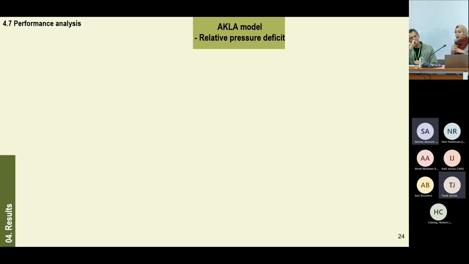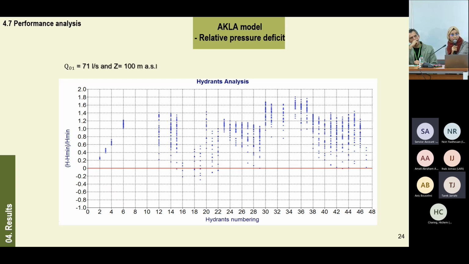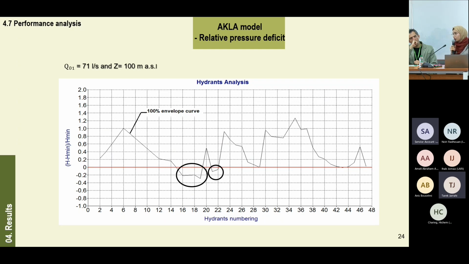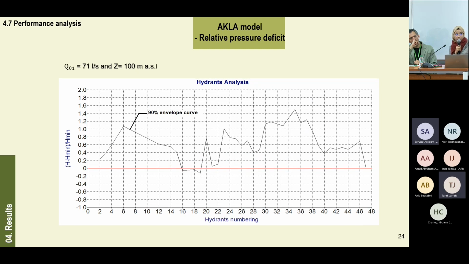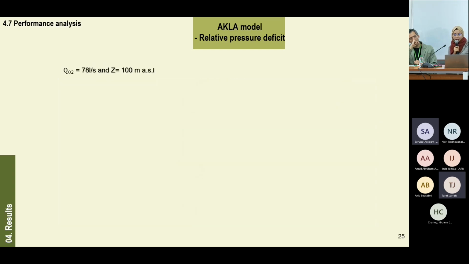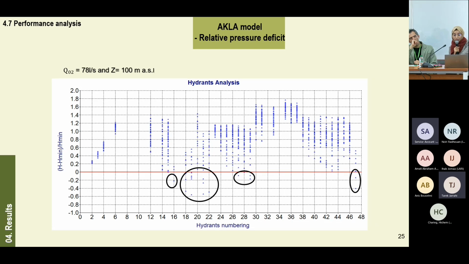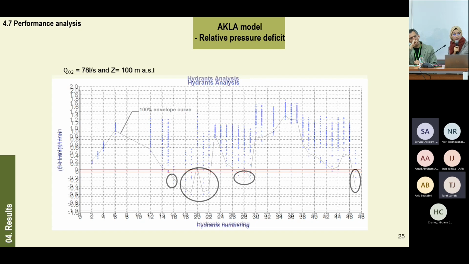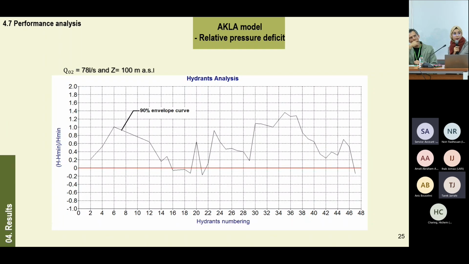Now the ACLA model gives us the performance at each hydrant, and there are three indicators. We have the relative pressure deficit and the reliability indicator. For the relative pressure deficit, we can see some deficits in hydrants 16, 18, 19, 20 and 21, where we have about minus 0.3 as a deficit. This is, of course, using the 100% envelope curve. When we eliminate the 10% of the most critical points, using the 90% curve, we have 3 hydrants where we have a problem. Using the second discharge, which is 78 liters per second, we have 8 hydrants out of 35 where we have a problem. This is using the 100% envelope curve, and using the 90% envelope curve, we have just 1.